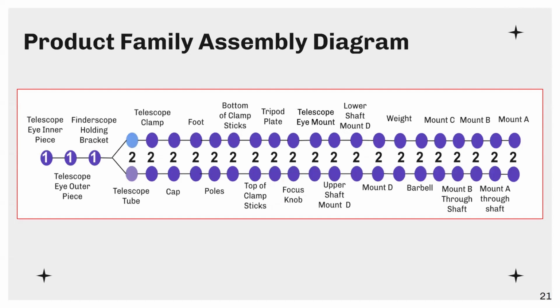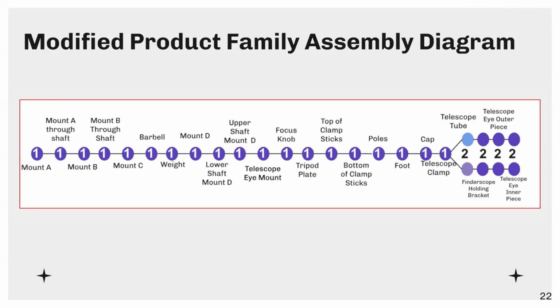This is the unmodified product family assembly diagram, where the variation is dependent on the primary and secondary customers. It's all based on the winning fishbone assembly sequence. The numbers represent the variety of branches, and then the different color for telescope tube means that part is varied. The modified sequence is the opposite order of assembly in order to allow for delayed differentiation.